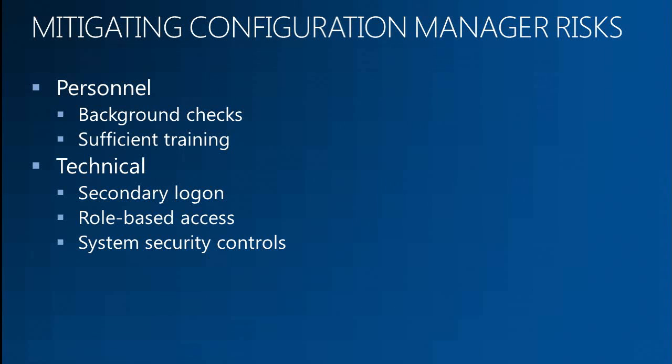Okay, so we've got a lot of risks. What do we do about it? One of the biggest ways to mitigate the risk is with your personnel, with your admins. Making sure that you do a background check, make sure that they're good people, they're not going to do bad things, and making sure they're well trained. That's one of the biggest issues I see with the customers that I deal with: administrators who are given really high-level rights in Config Manager and they don't know what they're doing. So it's just a lot of oops moments.